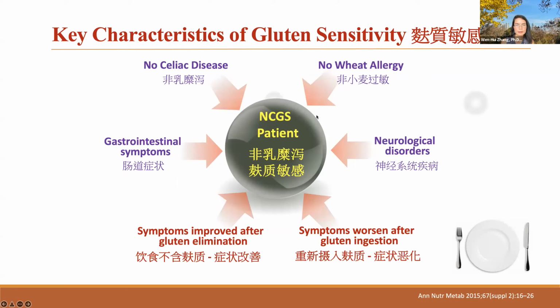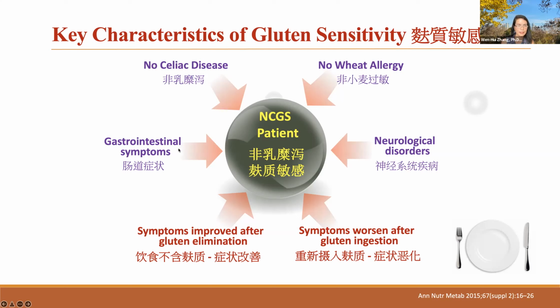So to diagnose gluten sensitivity, first we need to exclude celiac disease. Celiac disease is an autoimmune disease to gluten. And we also need to exclude wheat allergy. It's the allergic reaction to proteins in wheat other than gluten. So to diagnose gluten sensitivity, first exclude celiac disease, then exclude wheat allergy. Then look at the symptoms.